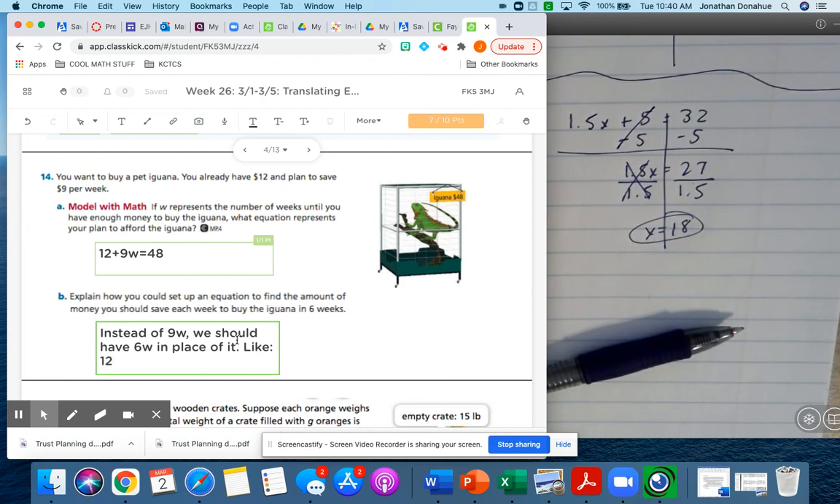So it'd be 12. We're still saving 12, and then 6W. Now, in this situation, the W doesn't stand for week, so we could change that to X because X is the dollar amount that we'd be saving each week, equals 48. So the equation changes a little. The variable may change if you wanted it to. It doesn't matter what the letter is going to be. But the variable wouldn't be weeks. It'd be the dollar saved per week.